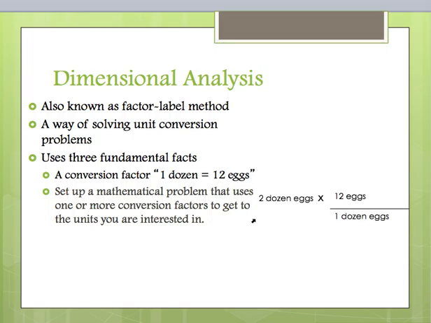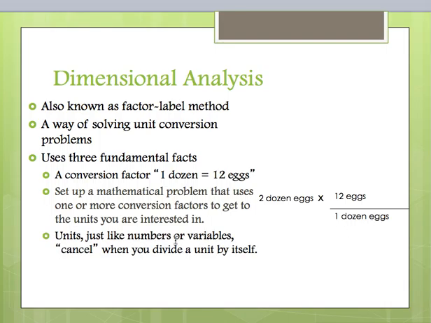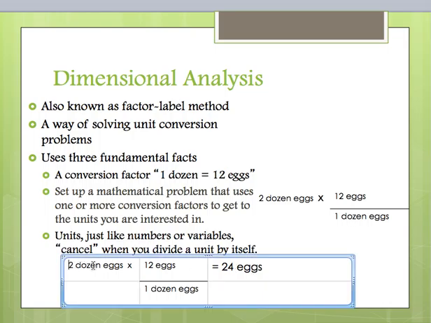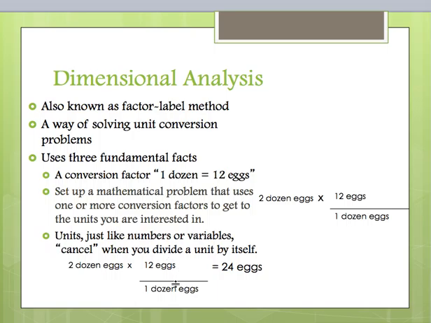So if we were trying to figure out how many eggs were in a dozen, of course we already know that, but 2 dozen eggs times our conversion factor, and you're always going to set it up so that your units cancel out, and that will allow us to do our calculation. So dozen eggs cancel out, that'll leave us in eggs. That was our original question. How many eggs are in 2 dozen? And then we just multiply 2 times 12, divide that by 1, and that gives us 24 eggs.